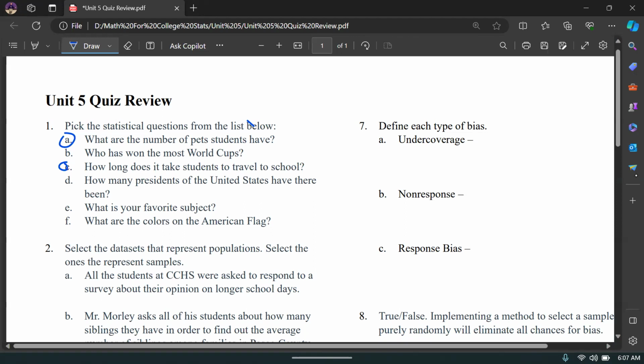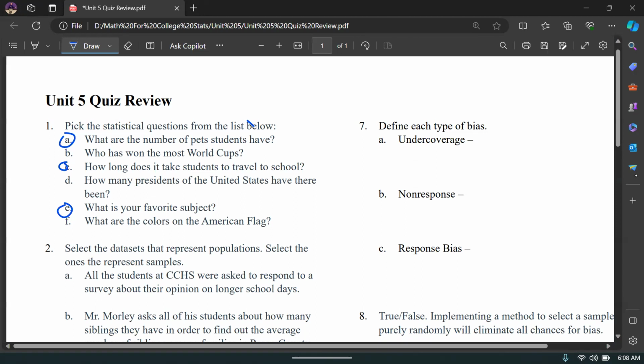So what is your favorite subject? That is a statistical question because again, I might ask somebody, they might say math. I might ask somebody else, they say history. They're wrong, of course, because math is their favorite, but still, it might change person to person. What are the colors of the American flag? That is not a statistical question because it's just red, white, and blue. And everybody would say the same answer, right? That is a factual question.